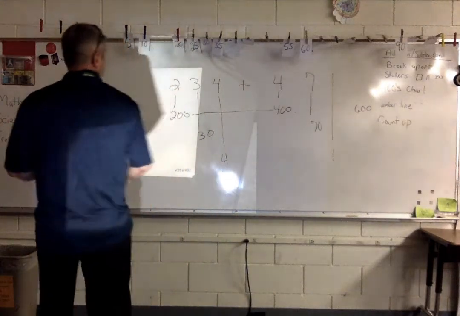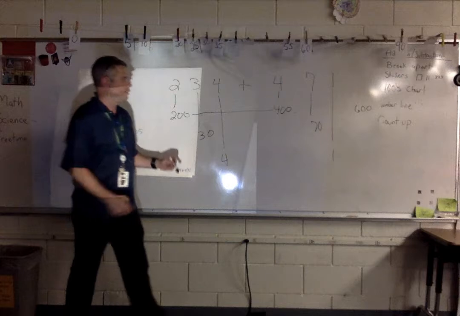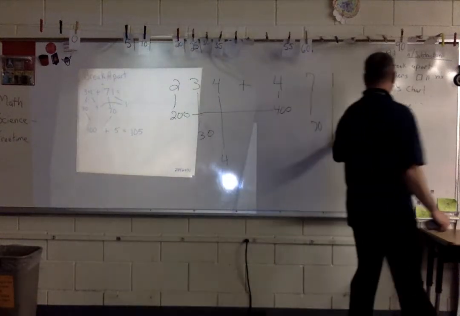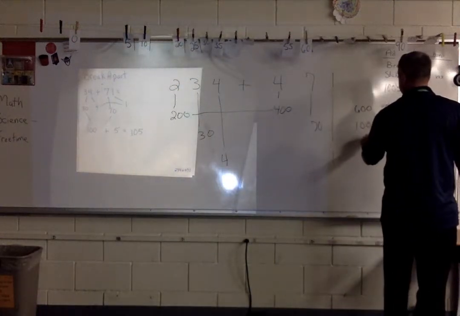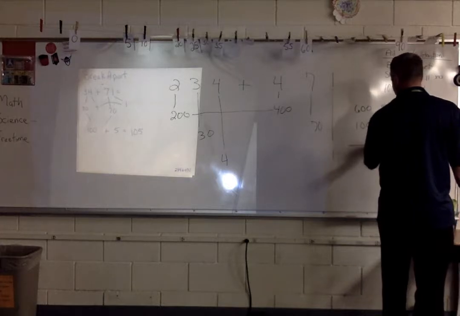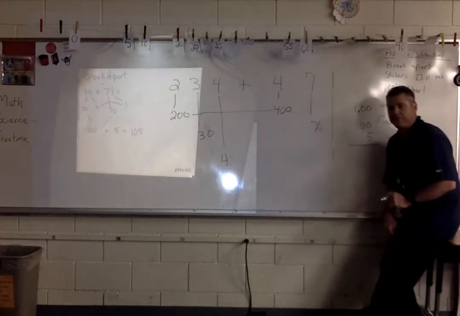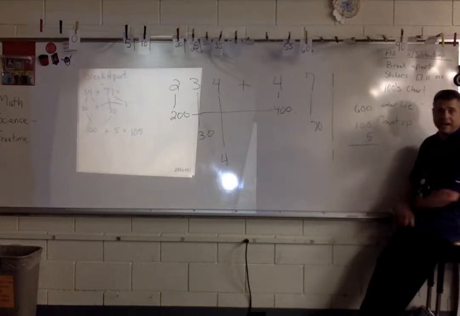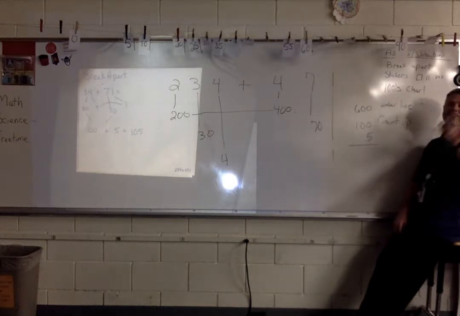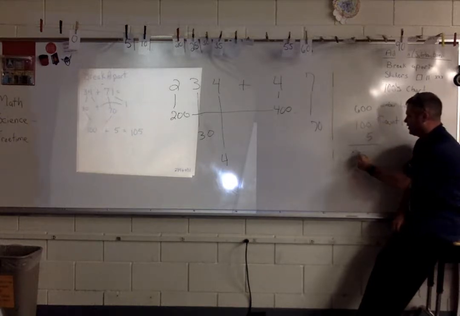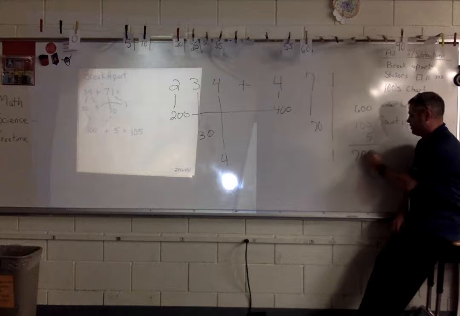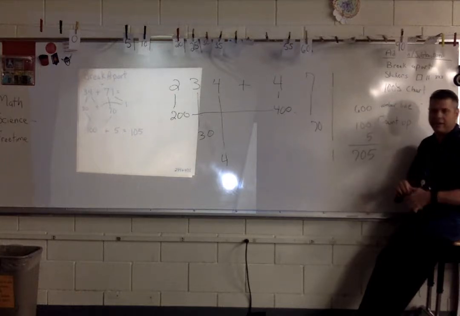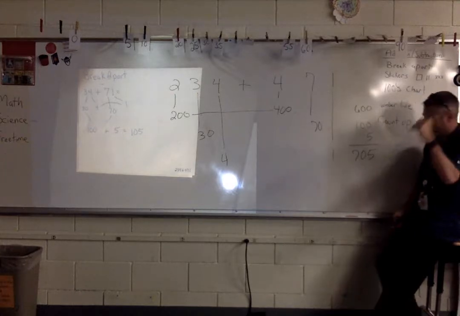Okay. So we've got 600. We've got 100. We've got 5. So what's the answer then? Ava? 705. Oh, good work. Does everybody agree with Ava? Yes? Awesome.